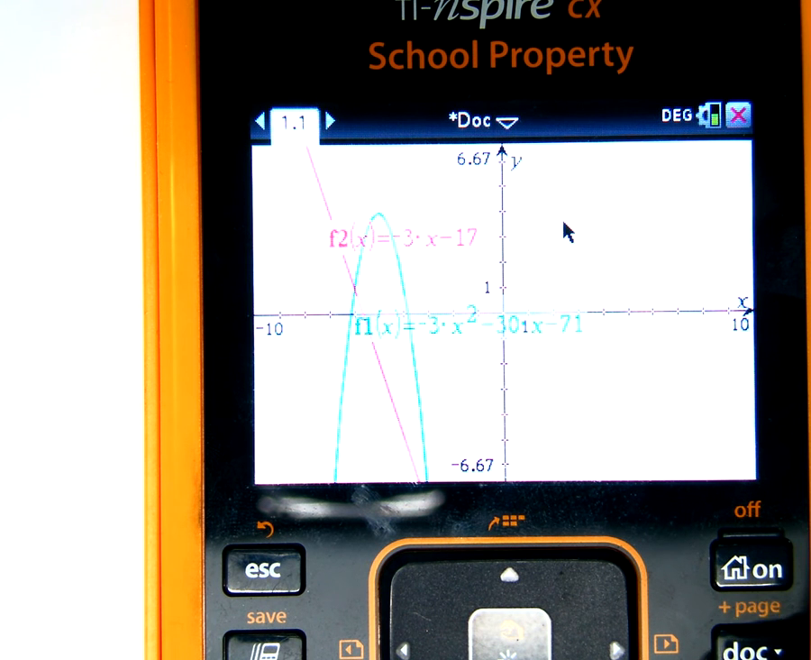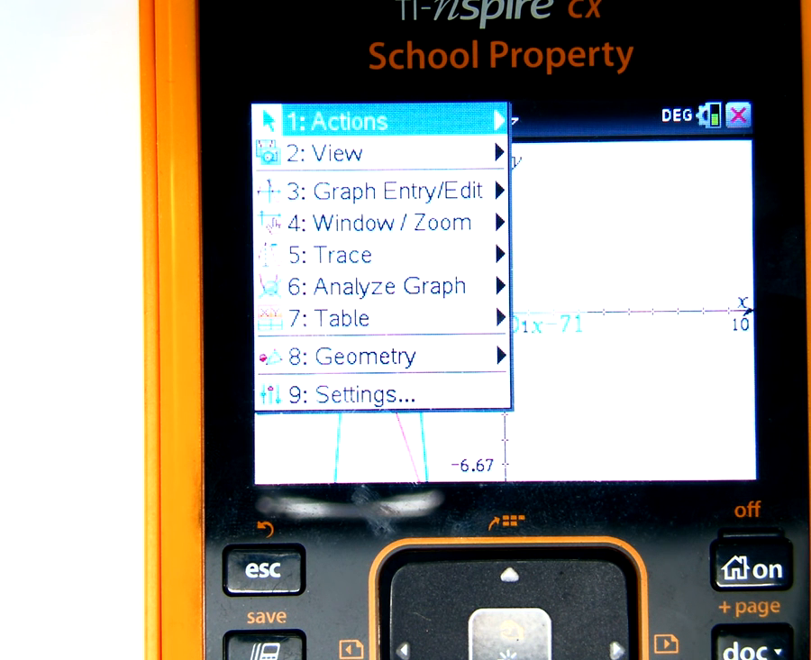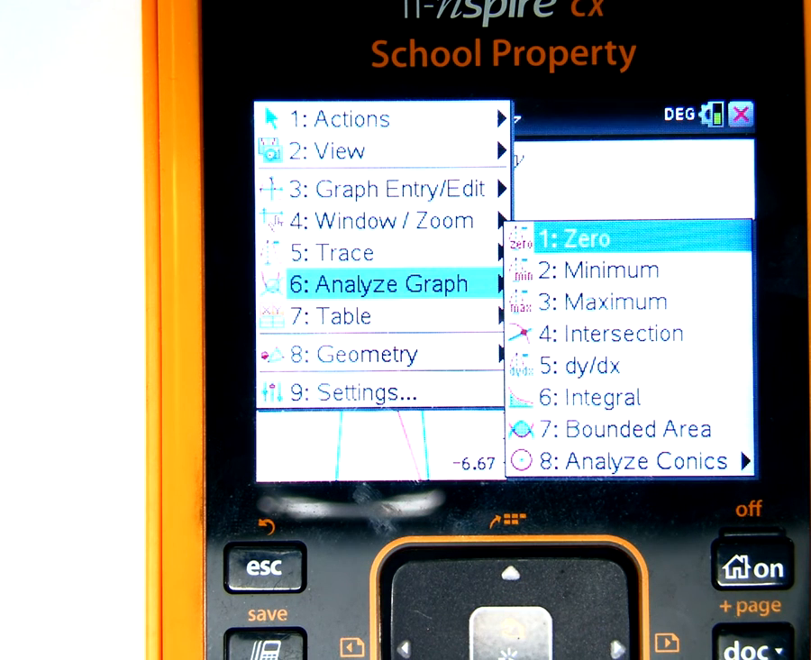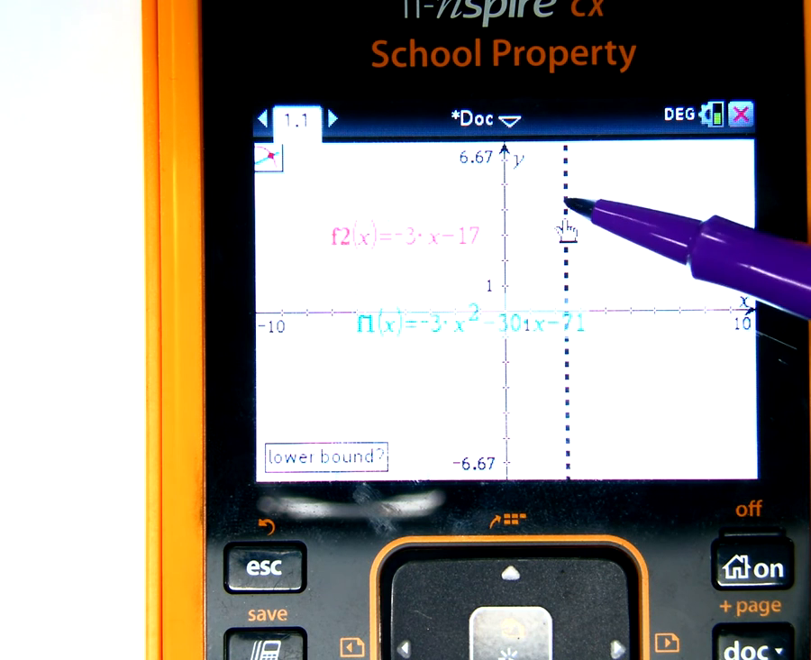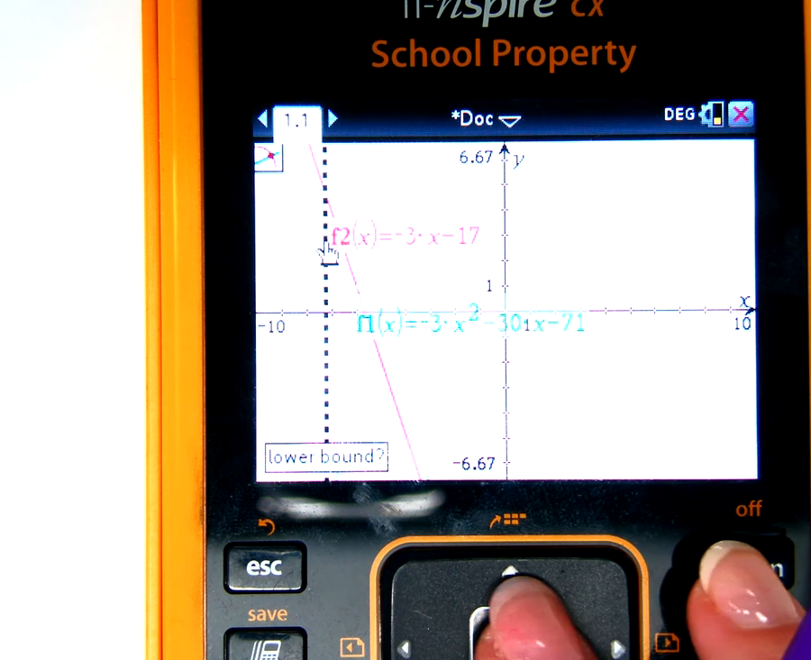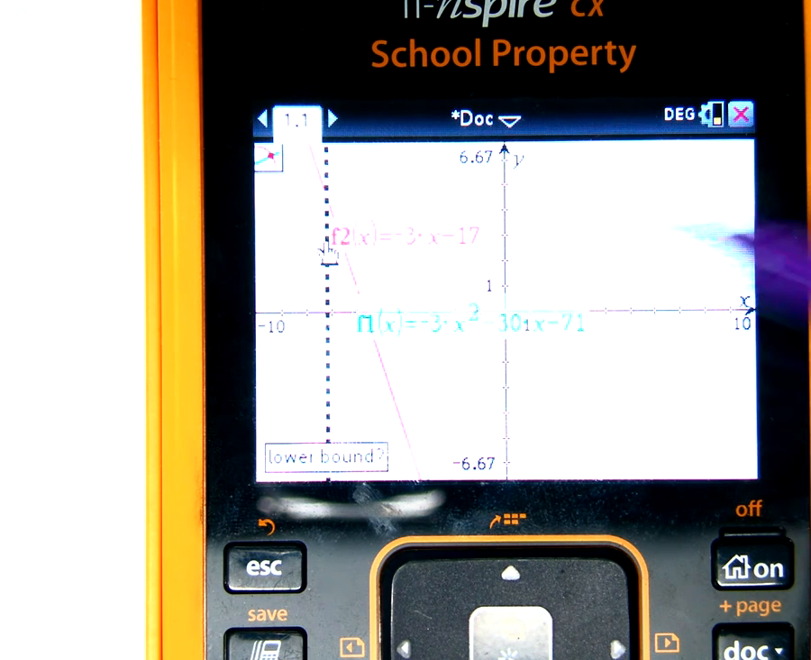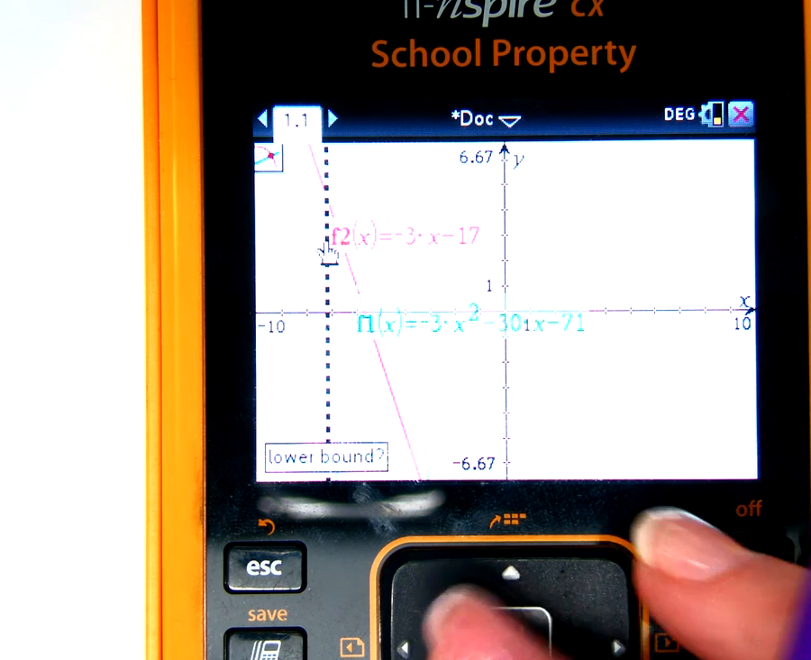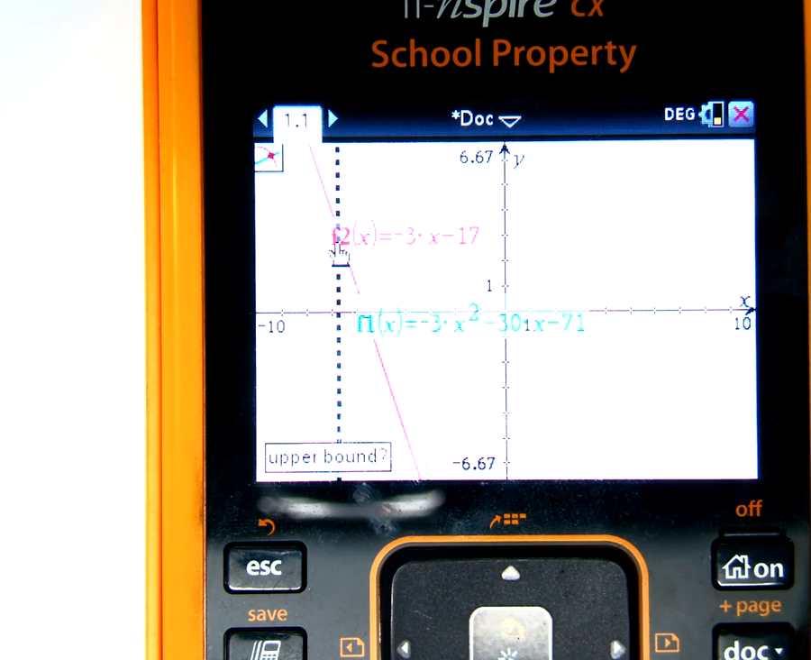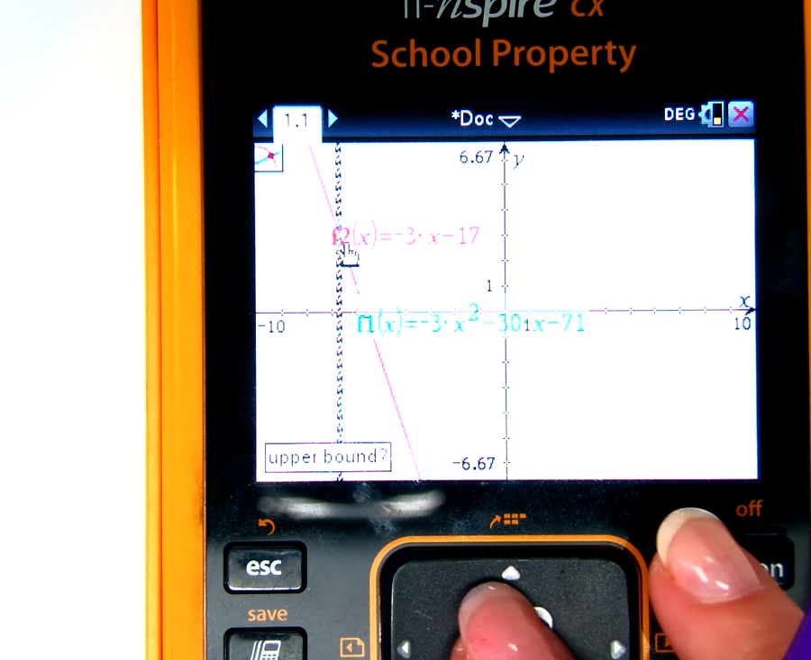Do you remember how to let your calculator tell you where that intersection is? Is it okay if I remind you? Menu. Analyze. Intersection. So this dotted line and a little hand shows up on my screen. What it says down here is lower bound. I want to move this hand to the left-hand side of the first intersection. Doesn't matter where, as long as it's on the left side. I usually try to get mine kind of close-ish. And I press that middle button. Now it says upper bound, so I need to move it to the right-hand side.